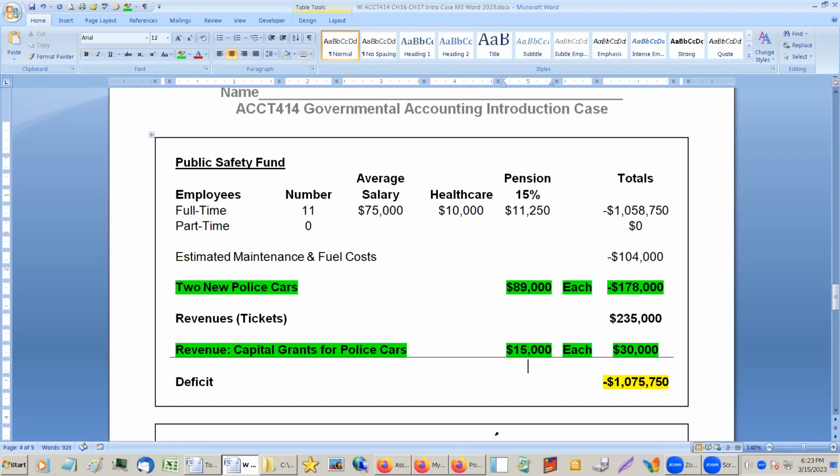So what's the difference between these? 89 minus 15 is 70... what is it, 74? I mean, 74. You may want to check that. You guys know it already by now, check whatever I do. So the real cost of those police cars is $74,000 each.